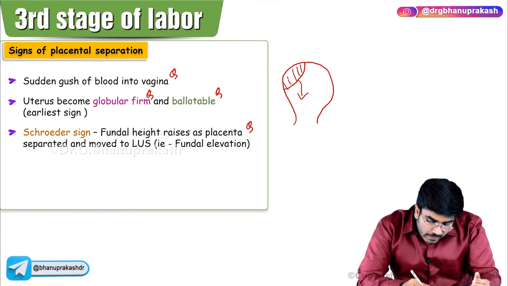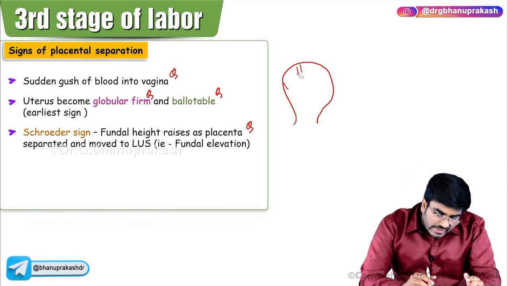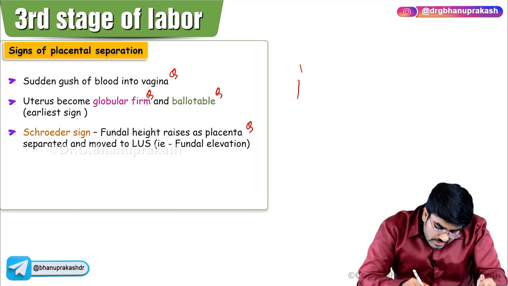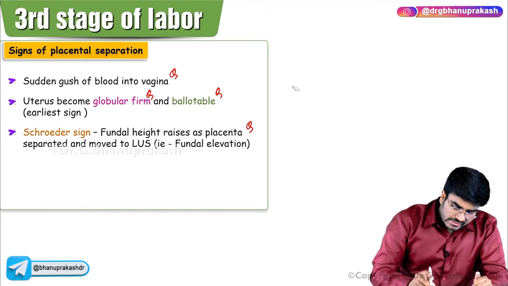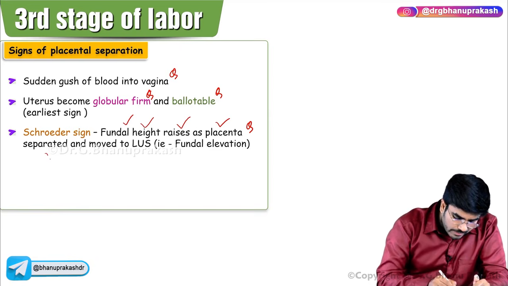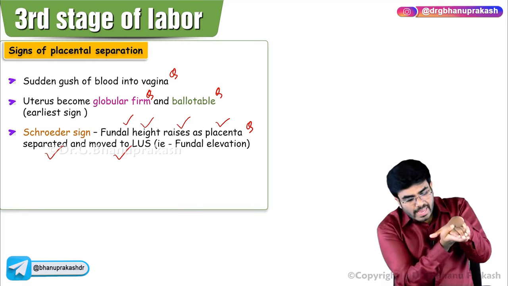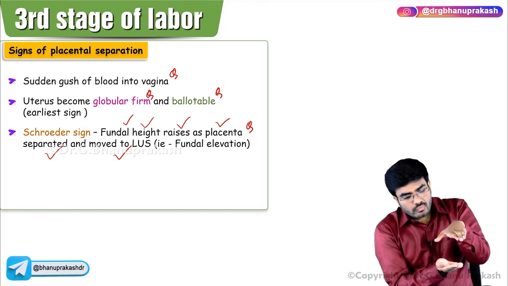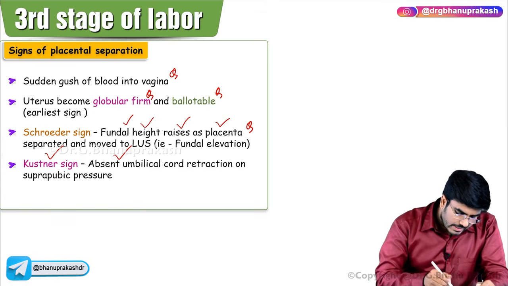What happens if placenta gets separated? The drag by the placenta is going to be lost. So the uterus will rise a little bit higher. So this is known as Schroeder's sign. What exactly is Schroeder's sign, guys? Fundal height rises as placenta got separated and moves to the lower uterine segment. Placenta is getting separated, so the gravitational drag by the placenta is going to be lost, so fundal height rises up. This is Schroeder's sign.